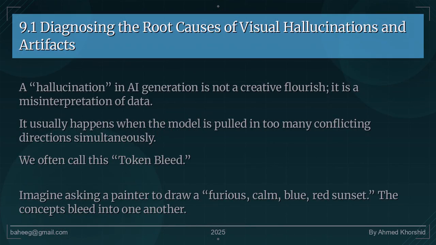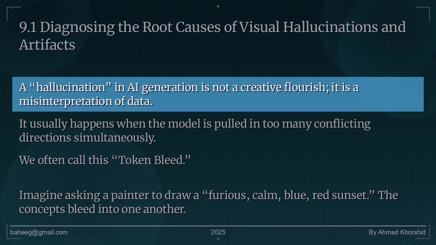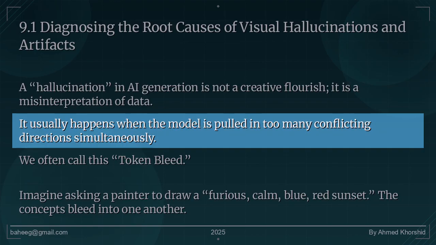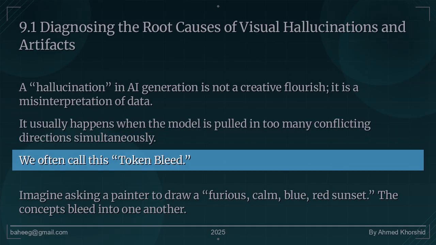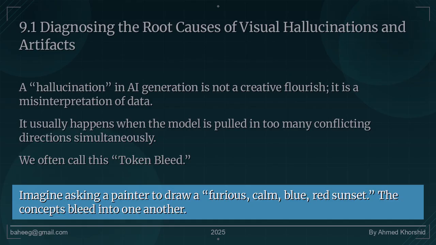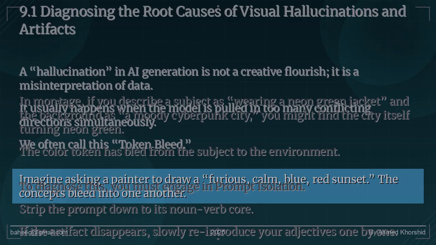9.1 Diagnosing the root causes of visual hallucinations and artifacts. A hallucination in AI generation is not a creative flourish, it is a misinterpretation of data. It usually happens when the model is pulled in too many conflicting directions simultaneously. We often call this token bleed. Imagine asking a painter to draw a furious, calm, blue-red sunset. The concepts bleed into one another.